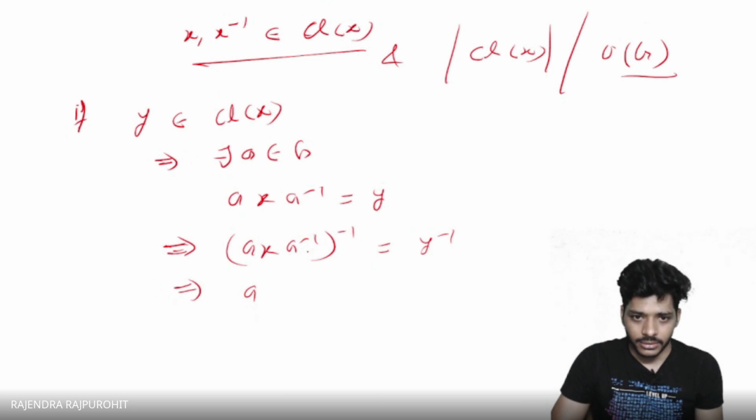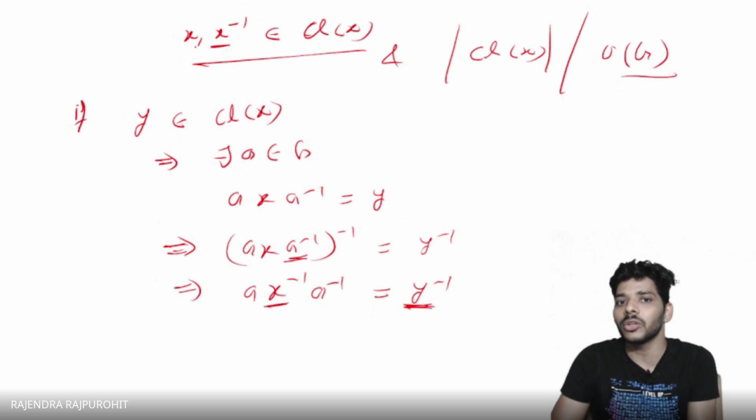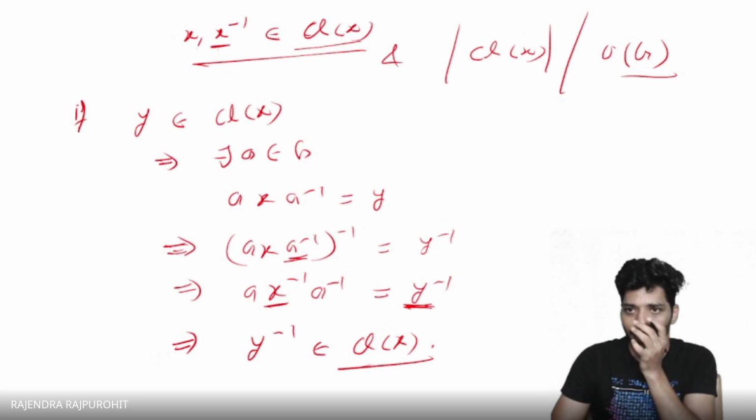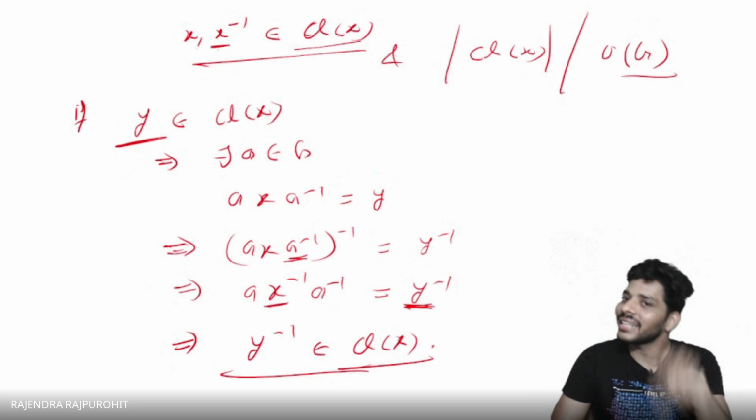So this will be A, x inverse, A inverse, and this is y inverse. That means this y inverse is in class of x inverse, right? This y inverse is a conjugate of x inverse, and all the conjugates of x and x inverse are in class of x only. So this simply implies that y inverse is also in class of x. So if you have an element in class of x, then its inverse is also in that class.